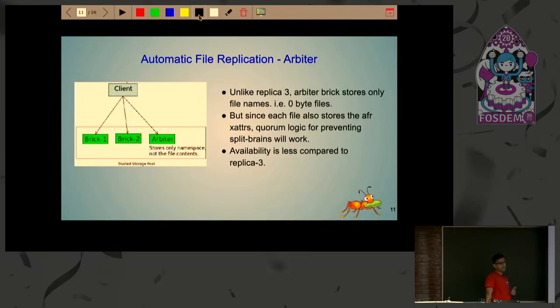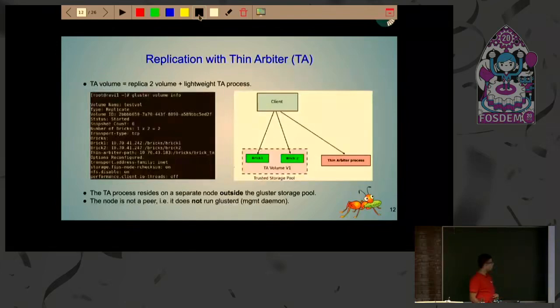I was telling you that AFR uses extended attributes to figure out which brick is good and which brick is bad, right? In the case of replica 2, because there are only 2 copies, you cannot store the xattrs. You don't have 3 copies of the xattrs. So the arbiter overcomes that problem by storing the file name alone. Only the namespace is captured, and you store the xattrs on those respective files. Now, since we have three copies of the metadata information, we can prevent going into a split-brain state. So this was the arbiter.